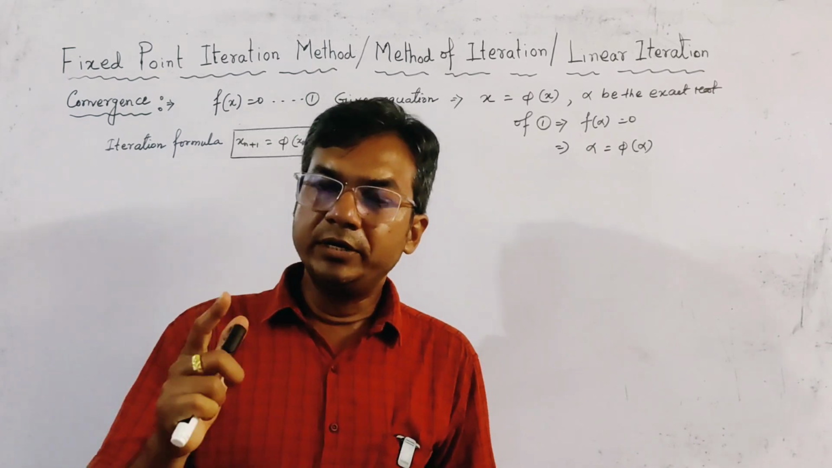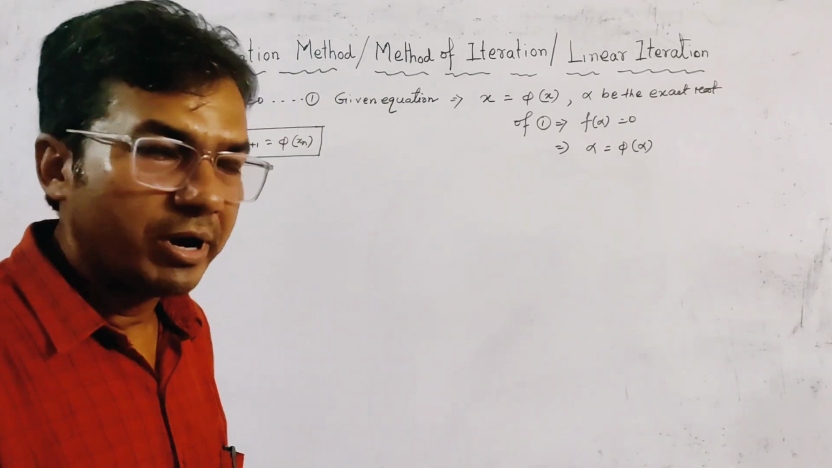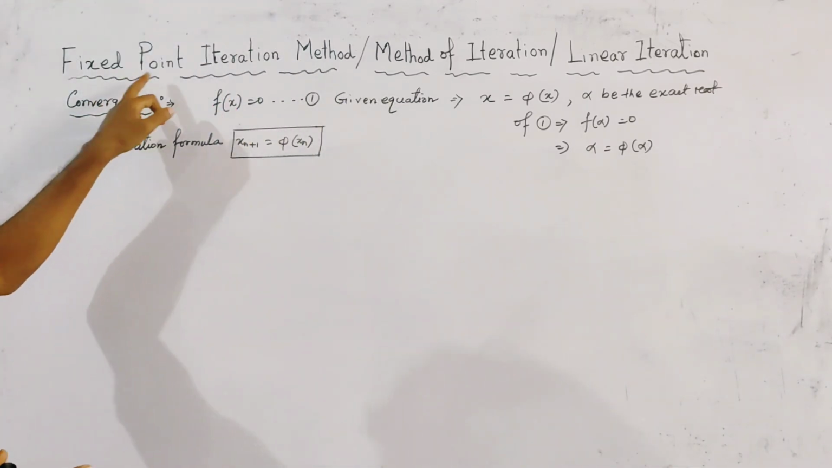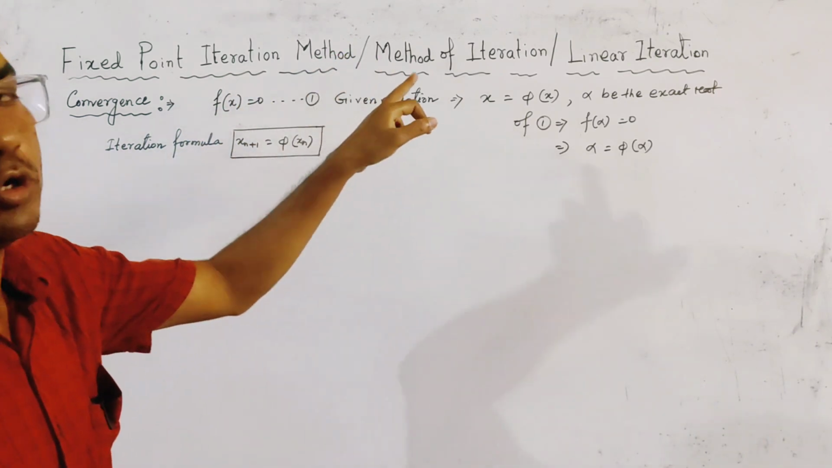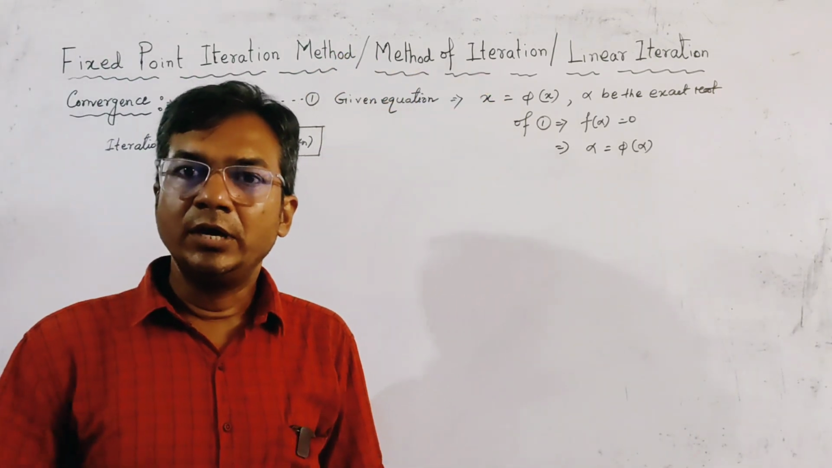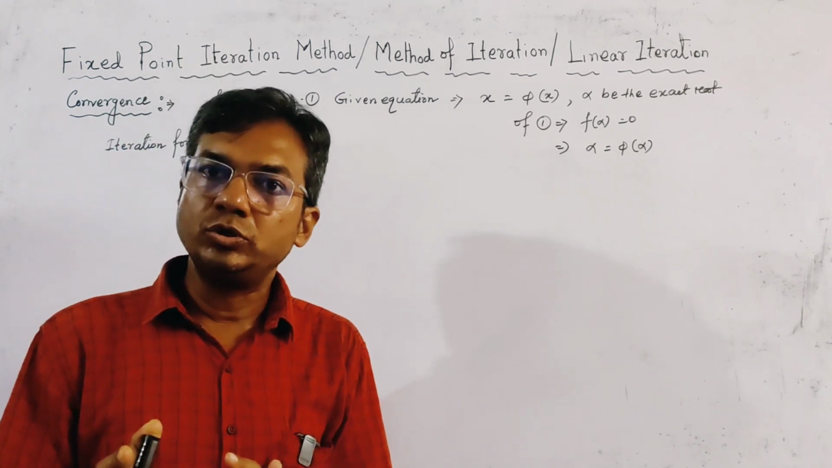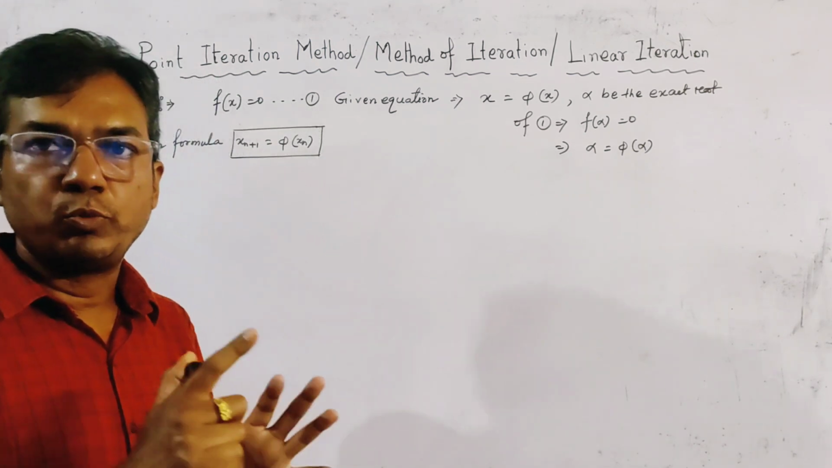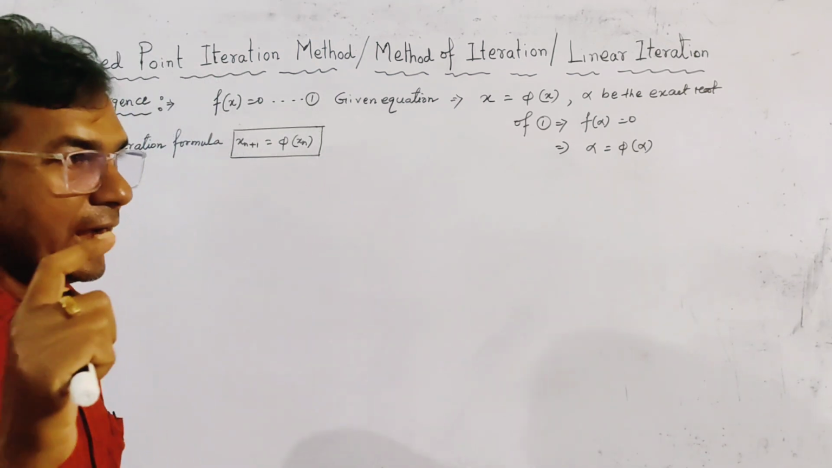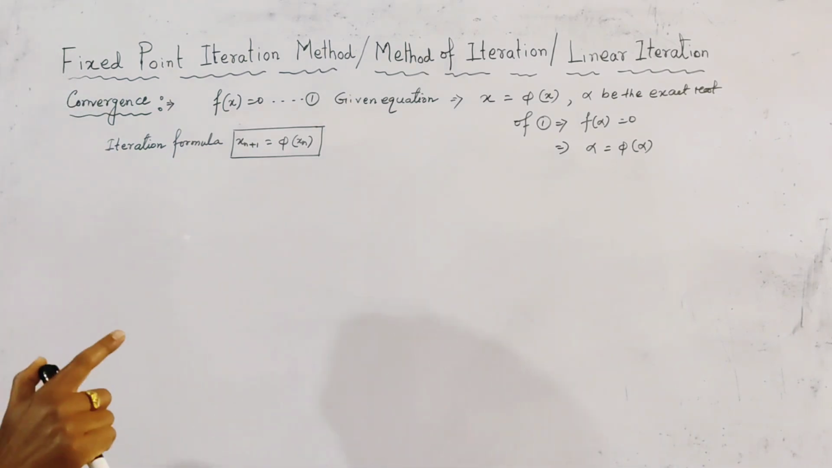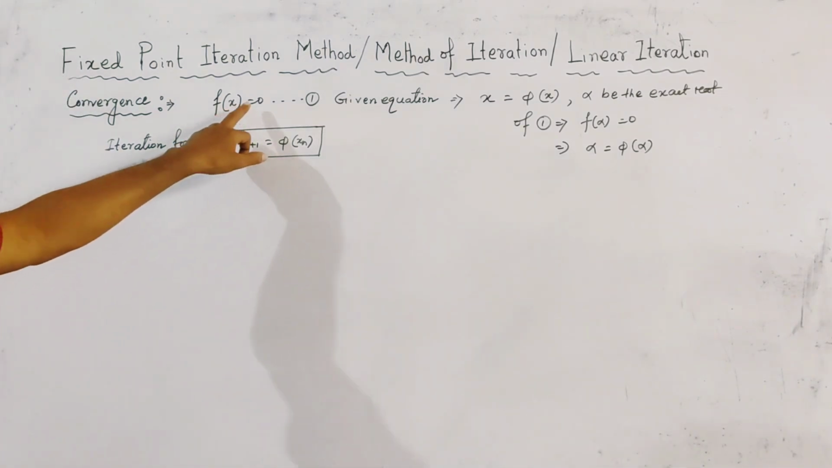Here we discuss the convergence of the fixed point iteration method, or method of iteration. We already discussed the algorithm, that is, the method of fixed point iteration. In this method, the given equation is f(x) = 0.